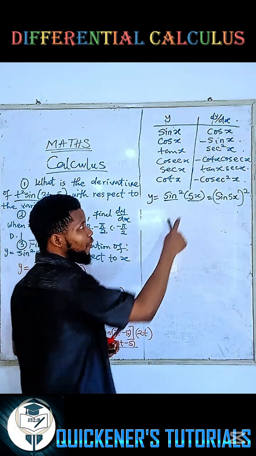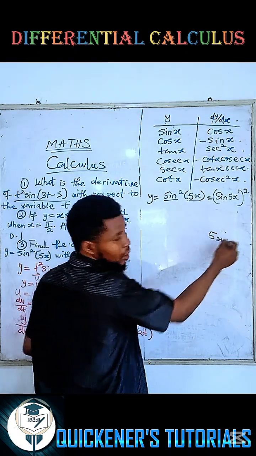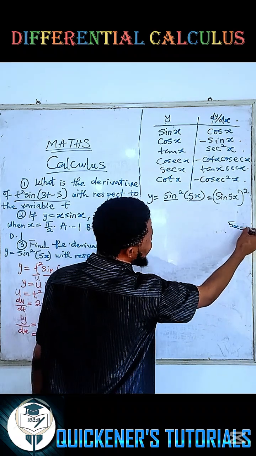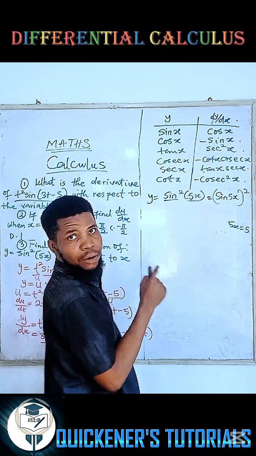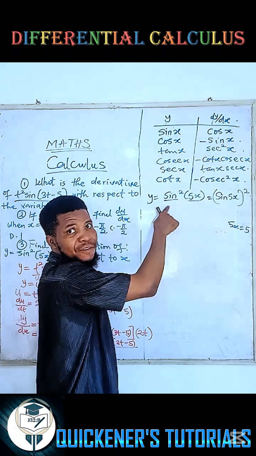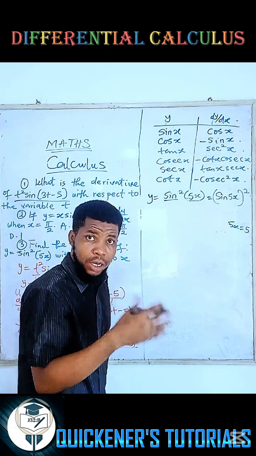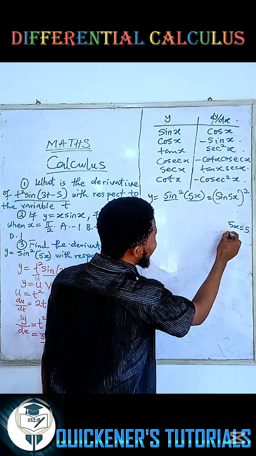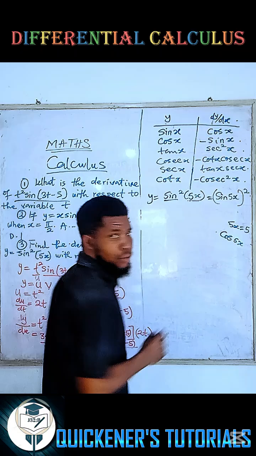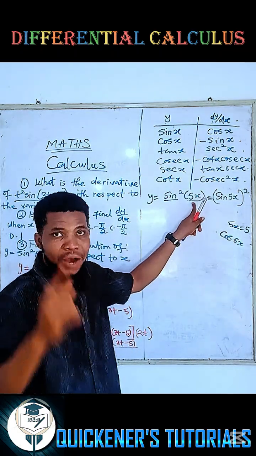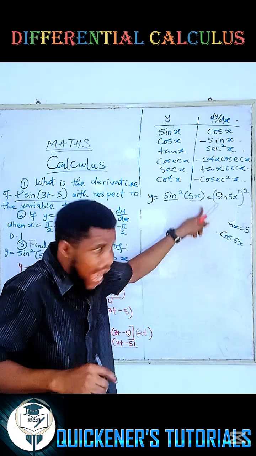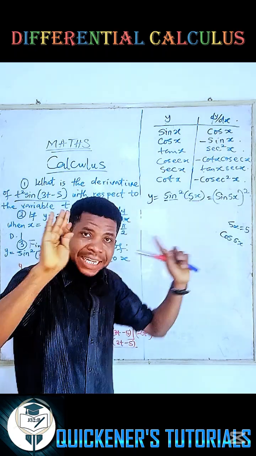So let me solve the first function. If you differentiate 5s, what will you have? I'm going to have 5, right? Now, are you seeing the board there? Okay. The next function is sine. If I differentiate sine, I'm going to have cos, right? So if I differentiate sine 5s, I'm going to have 5 times cos 5s. That's the first one.